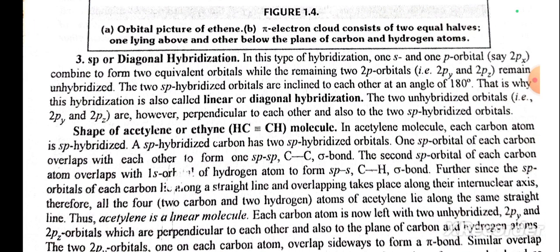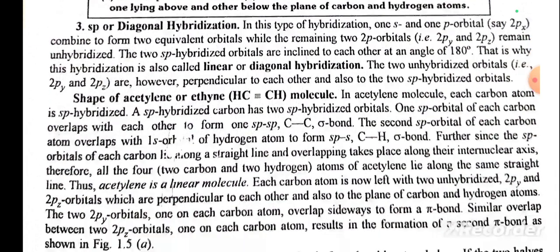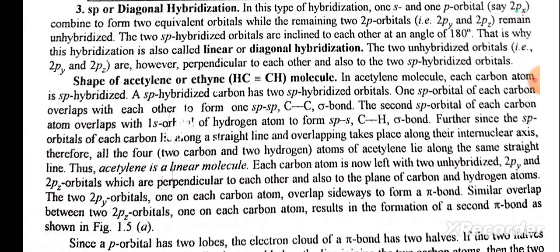Third is sp or diagonal hybridization. In this type of hybridization, the s and p orbitals combine to form two equivalent sp orbitals, while the remaining two p orbitals remain unhybridized. The two sp orbitals are inclined to each other at an angle of 180 degrees, and this is why this hybridization is also called diagonal hybridization. The two unhybridized p orbitals are perpendicular to each other and also to the two sp hybridized orbitals.